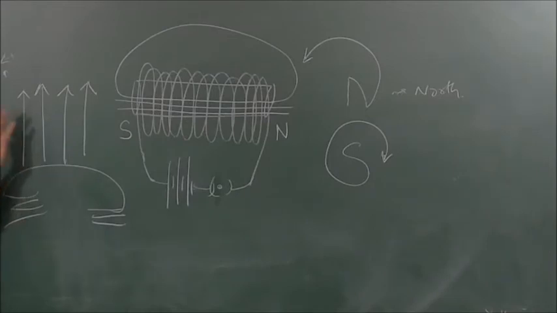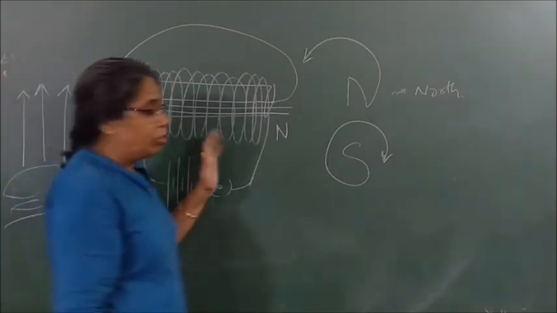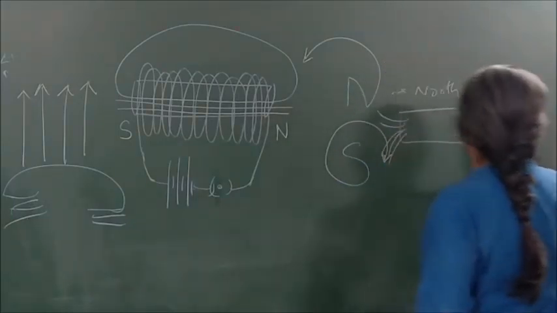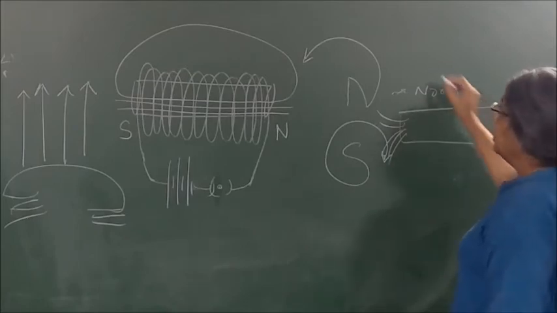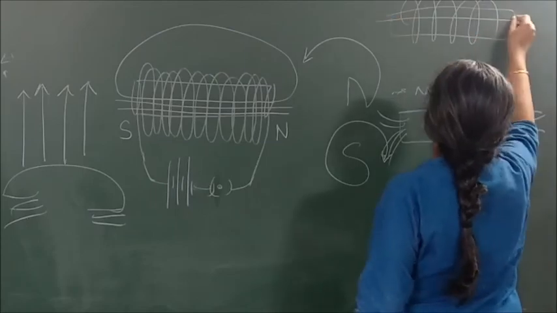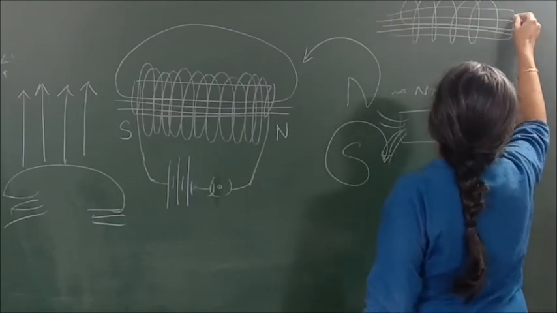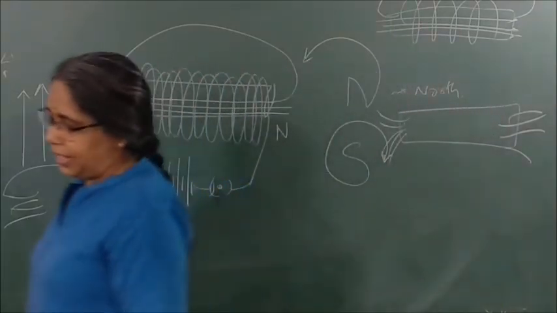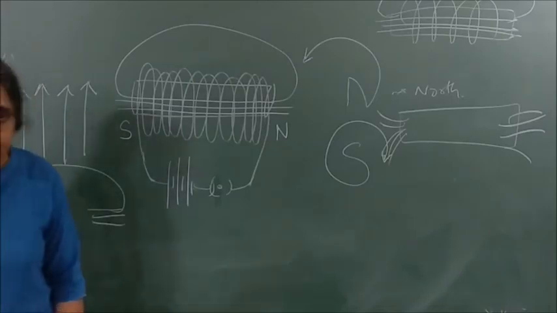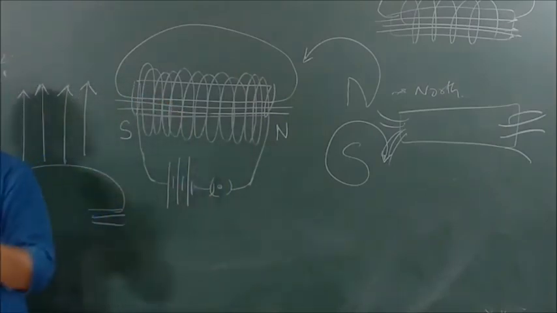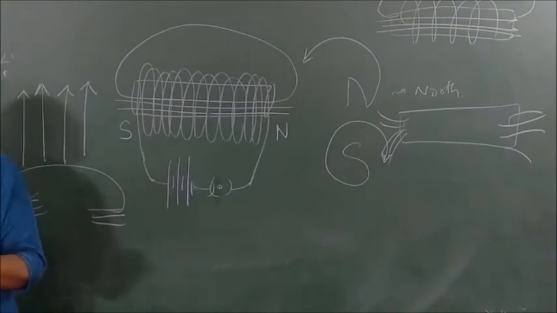Understood? So what is the difference between the magnetic field created by a bar magnet and a solenoid? In a bar magnet, the magnetic field is not uniform. It is more crowded near the poles. But in a solenoid, the magnetic field is always what? Parallel and uniform. Moving from north to south outside the solenoid and south to north inside the solenoid. Every point inside the solenoid has a uniform magnetic field. Clear?